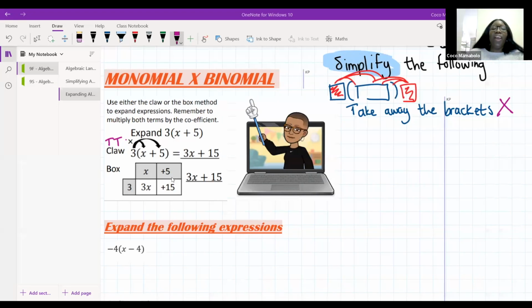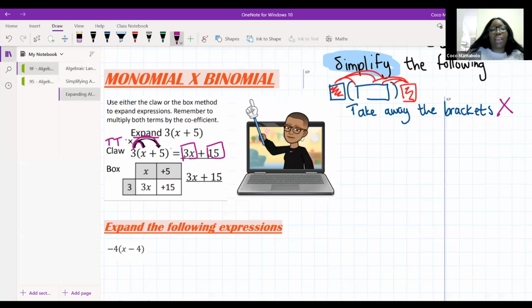Okay, so if we have 3 multiplied by x plus 5, expand would also mean simplify. So what we're going to do is take the number on the outside, the 3, and multiply it into the bracket. We're going to look at 3 times x, which will give us 3x. And then I'm going to have 3 times 5, which will equal 15.